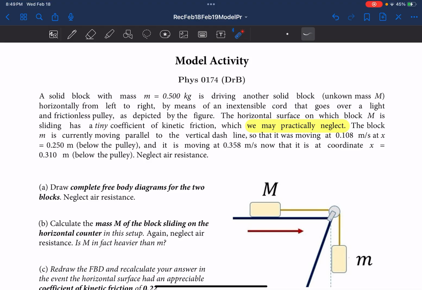The block little m is currently moving parallel to the vertical dashed line. It was moving at 0.108 meters per second at x equals 0.250 meters below the pulley, and it is moving at 0.358 meters per second now that it is at a coordinate x equals 0.310 below the pulley. Neglect air resistance.